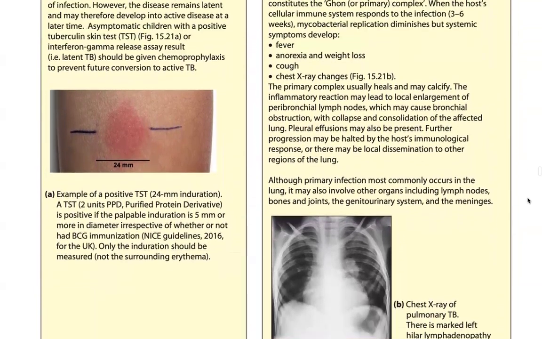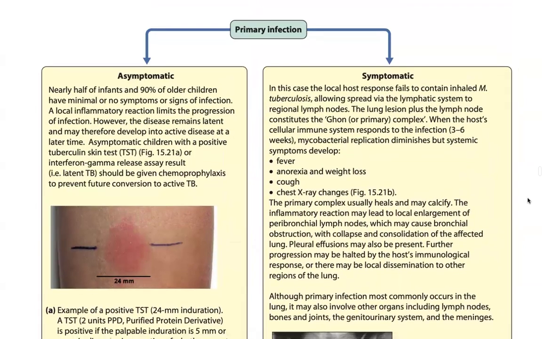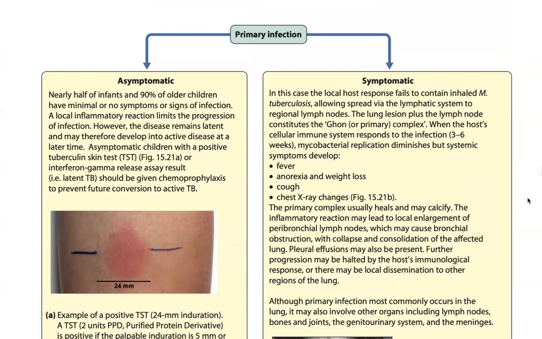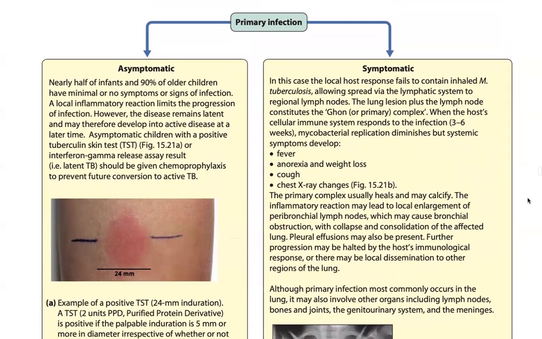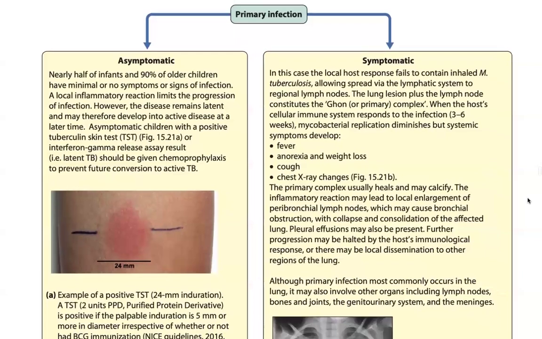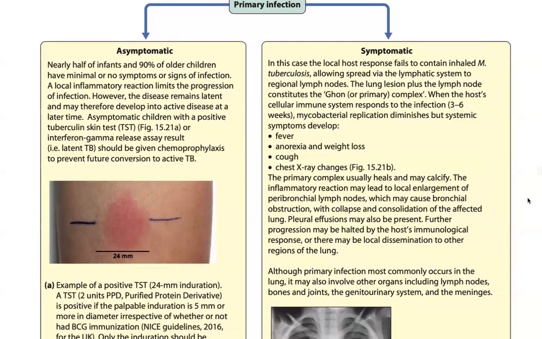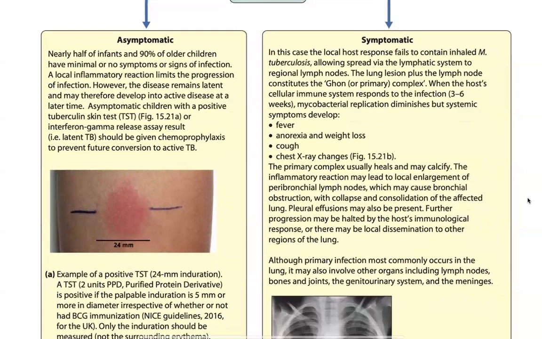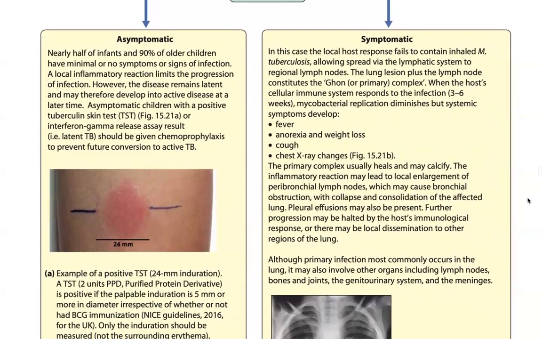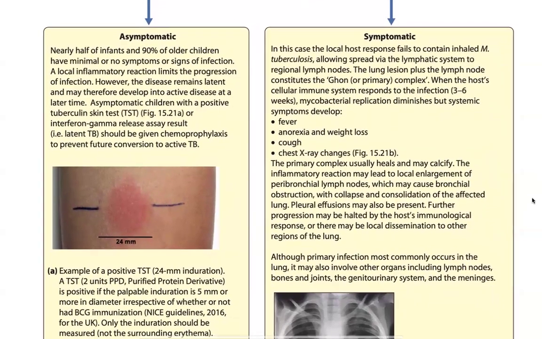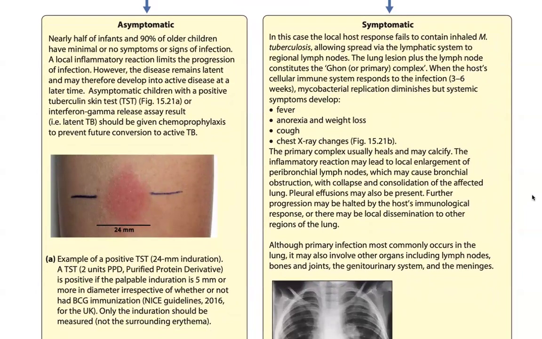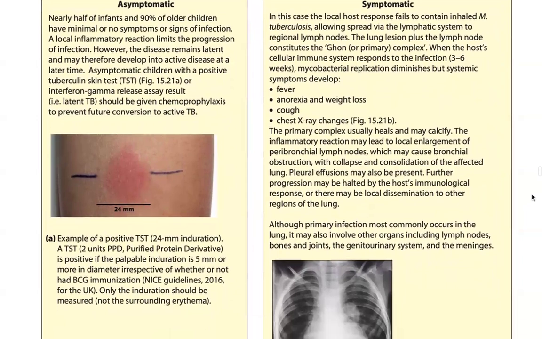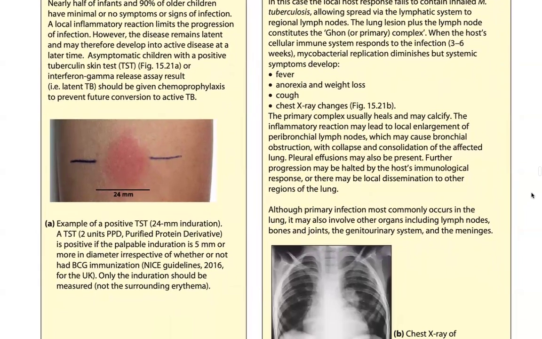Example, positive TST. Symptomatic: in this case, the local host response fails to contain inhaled particles, allowing spread by the lymphatic system to regional lymph nodes. The lung lesion plus the lymph node constitutes the primary complex. When the host cellular immune response develops 3 to 6 weeks after infection, microbial replication diminishes, but systemic symptoms appear: fever, anorexia, weight loss, cough, and chest X-ray changes. The primary complex usually heals and may calcify.